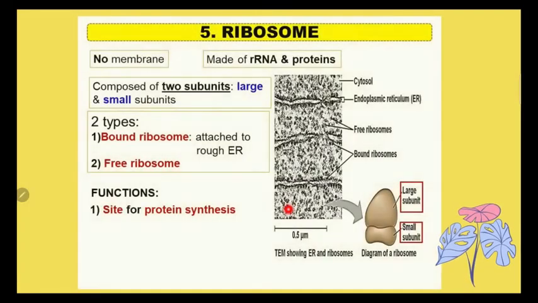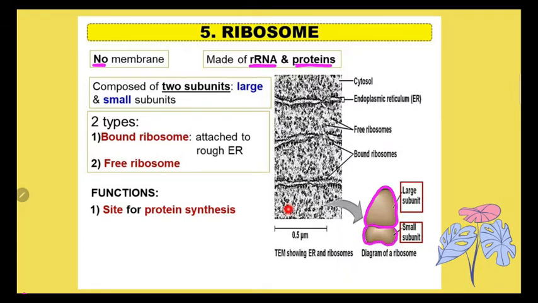Okay, next organelle is the ribosome. What is the characteristic of the ribosome? The ribosome is an organelle with no membrane, and it is made up of rRNA and proteins. It is composed of two subunits, a large and a small subunit. So this is the diagram. This is the large subunit of the ribosome, and this is the small subunit.